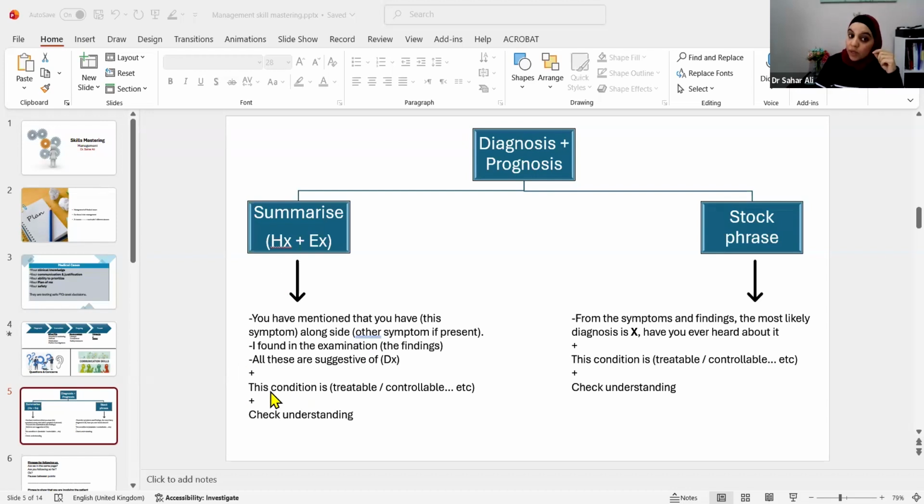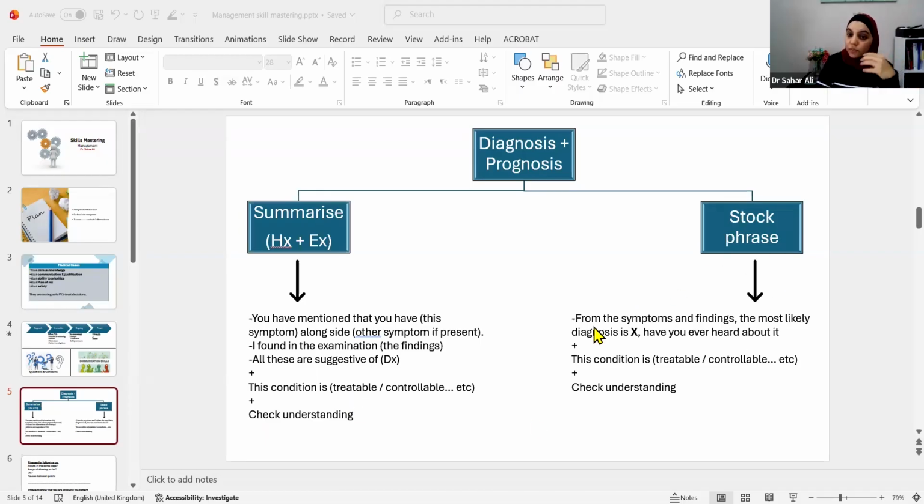Okay, you have to give the prognosis. This condition is treatable, this condition is controllable, this condition is lifelong, this condition is emergency. So give a kind of information what this condition looks like. Okay, then check the understanding. Have you ever heard about this? Am I clear so far? Do you understand me so far? You can use that.